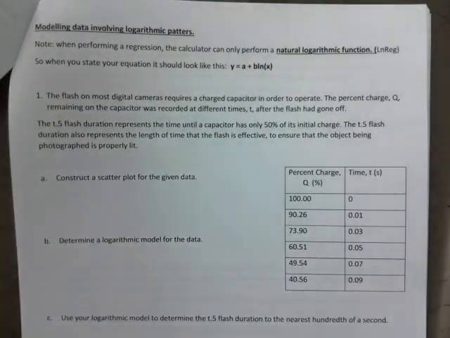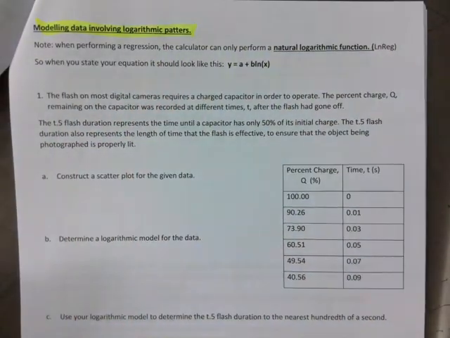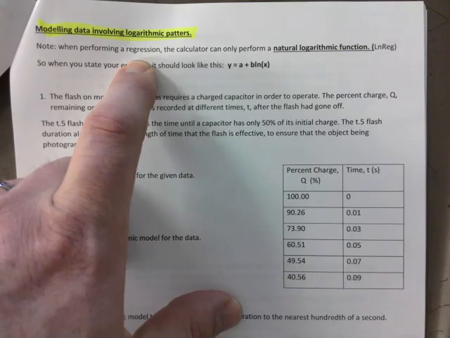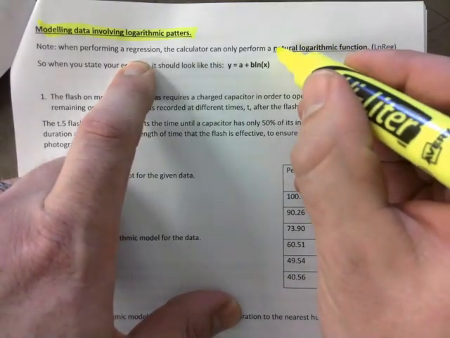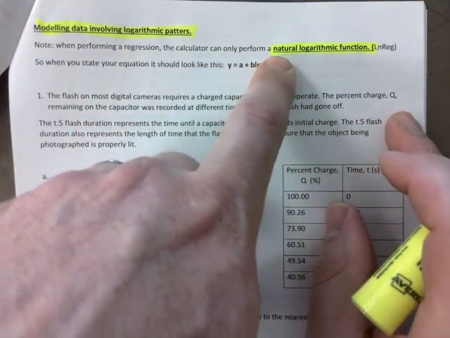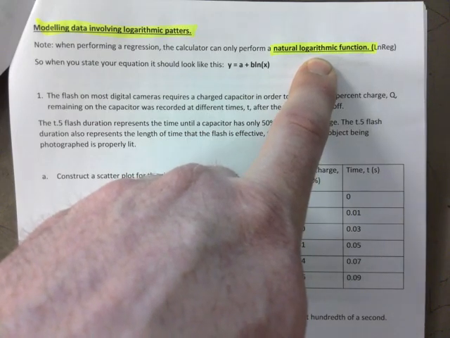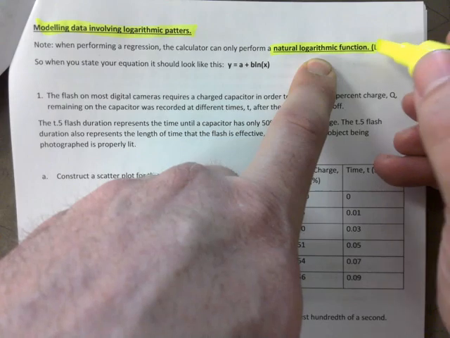So modeling means regressions, okay? We're trying to model the curve of best fit. So when we perform regressions, listen up, yeah? Our calculator can only do a natural log regression. We cannot do the log, okay? But it doesn't change anything.